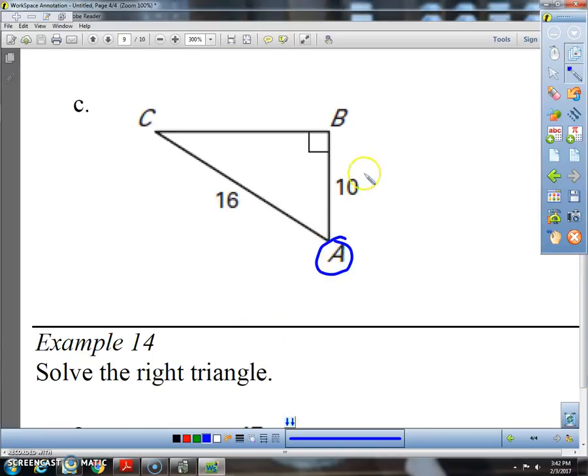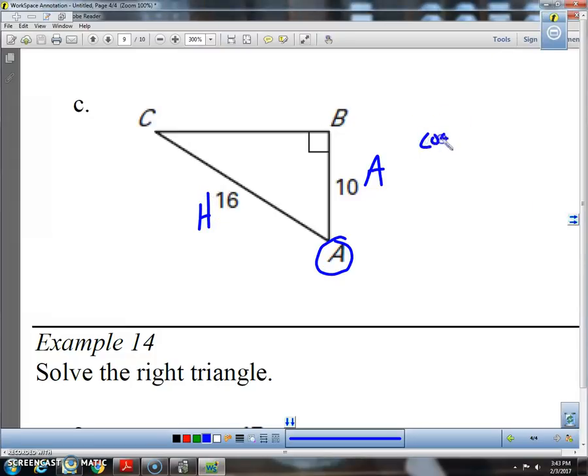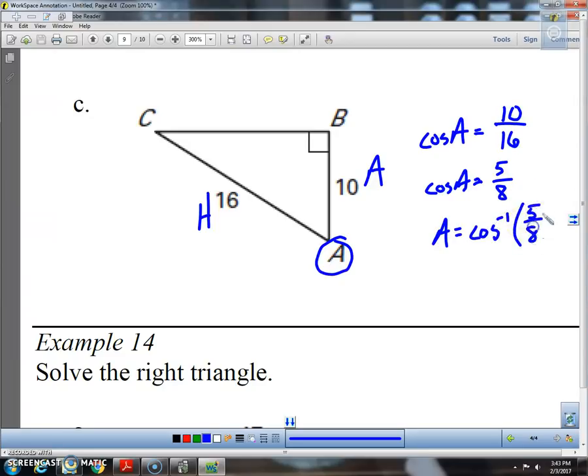There's my angle. This is the adjacent. This is the hypotenuse. Adjacent and hypotenuse tells us cosine. The cosine of angle A is equal to adjacent 10 over hypotenuse 16. Again, you don't have to do this, but I'm going to reduce that. That's 5/8. If the cosine of A equals 5/8, A equals the inverse cosine of 5/8. I'm back to my calculator.